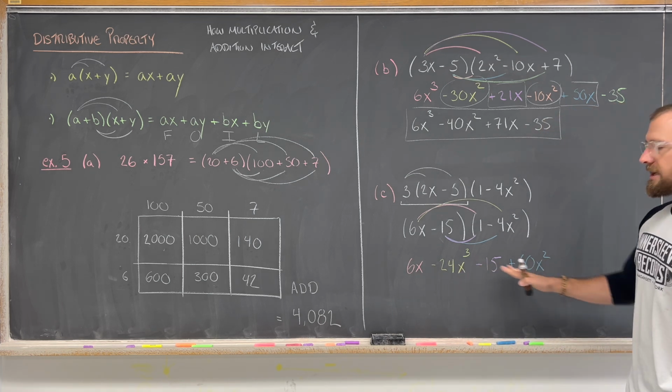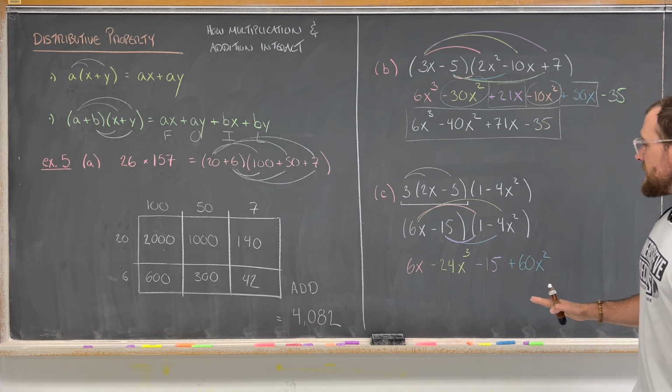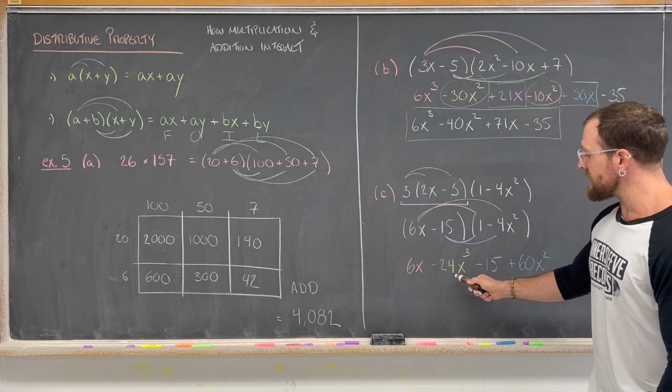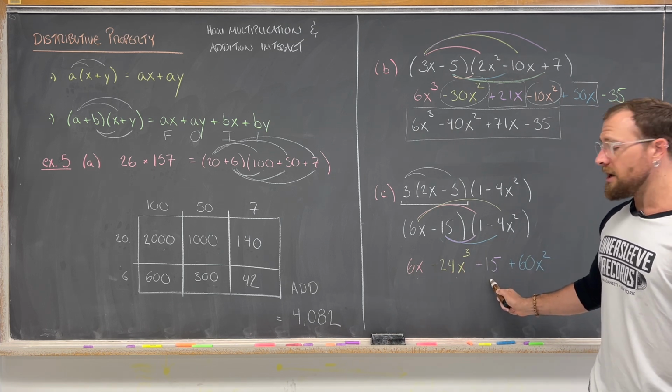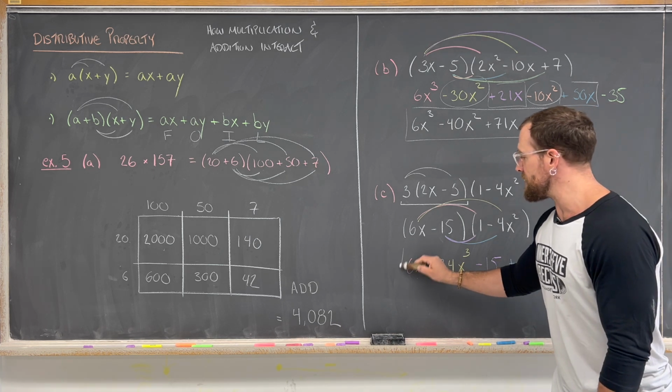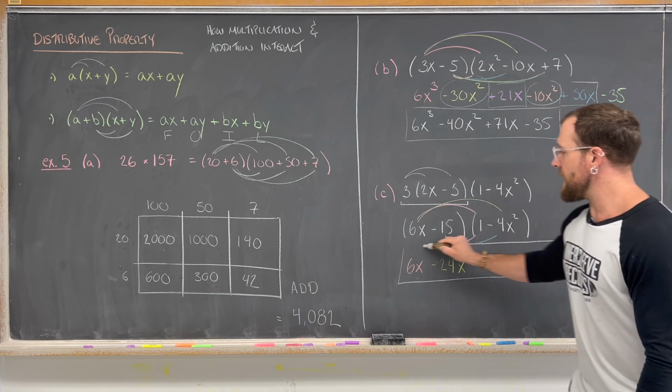And I have to scan the list to see if there are any similar terms. In this case, there aren't any. There's only a single x cubed term, a single x squared term, a single x term, and a single constant. So there's really nothing that can be combined at this point. I'm done. And that's my final answer.